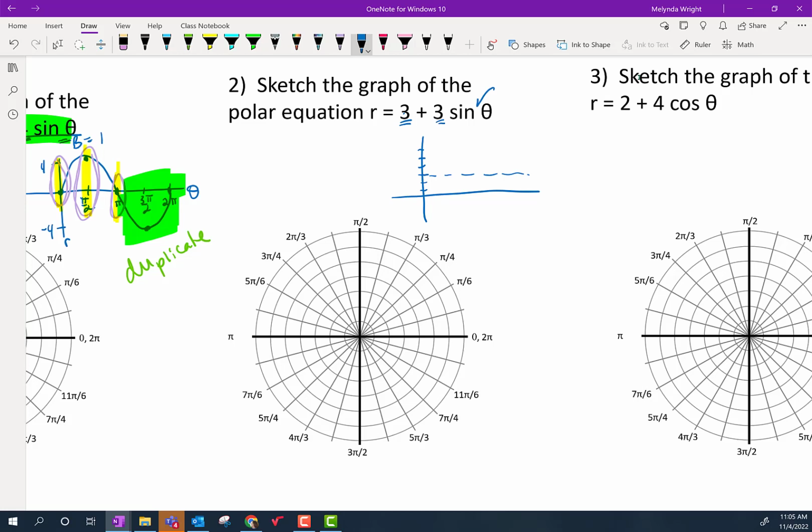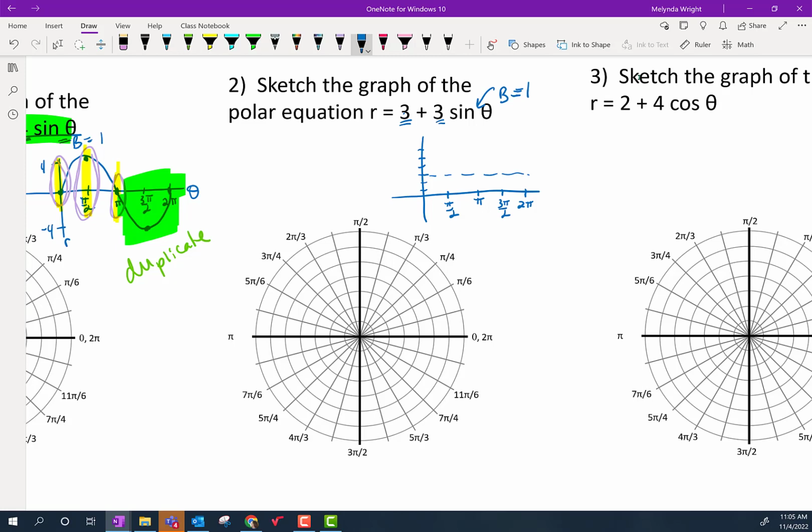My period, with b still 1, is going to be a normal period of 2 pi. So 2 pi, and then half of that is pi. Half of that is pi over 2. So I've got pi over 2, pi, 3 pi over 2, and then 2 pi. Those are just my normal quadrantals on our polar grid. Okay, so that's the setup for us.